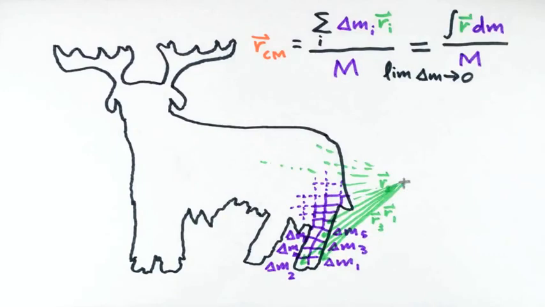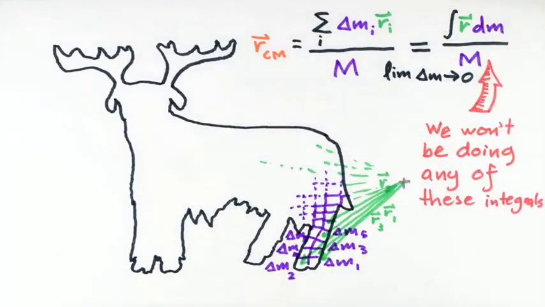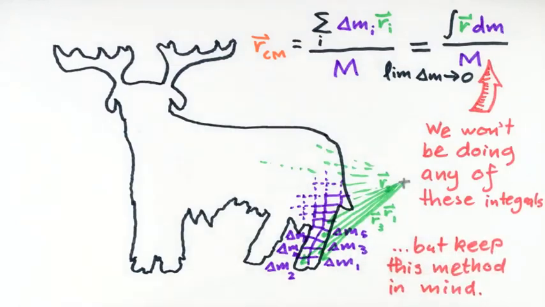Physically, we're still doing the same thing, a weighted average performed by summing up the positions of each piece weighted by its mass and dividing the total sum by the total mass. We won't spend time doing these types of integrals here, but it's important that we at least have in mind the concept of how to find the center of mass even in these cases.